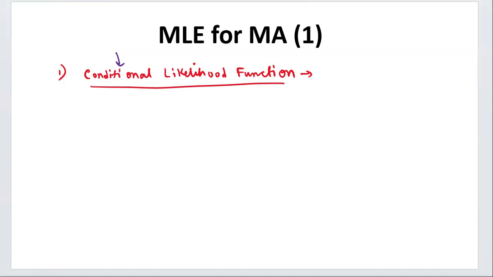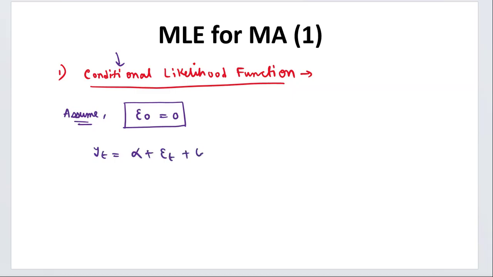So let's see. For this, we have to assume something. Firstly, we have to assume that epsilon naught is 0. As I proceed with the proof, I'll tell you why I have done this. As of now, assume that epsilon naught is 0. Now write the process: Yt can be written as alpha plus epsilon t plus theta epsilon t minus 1. This is what we have.